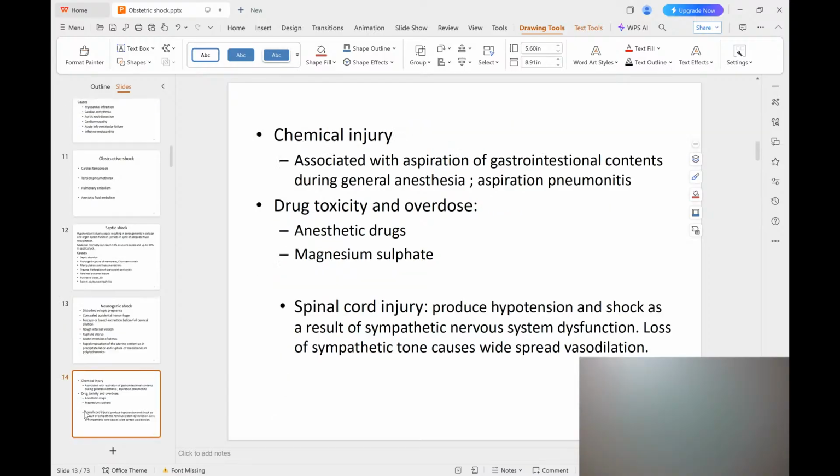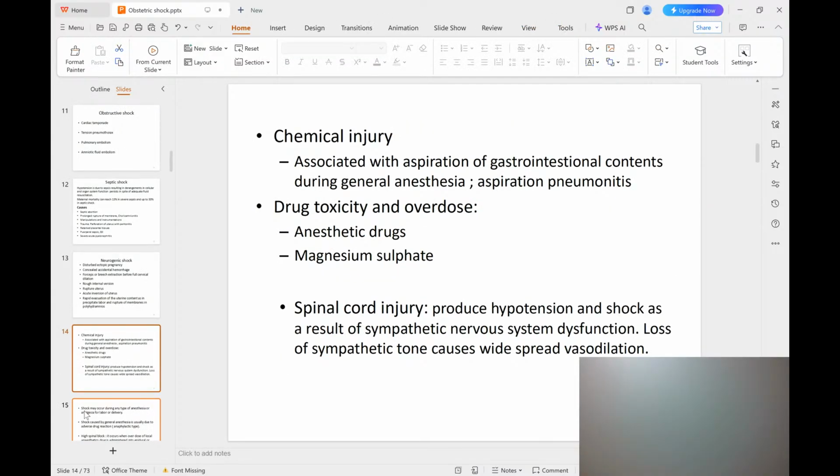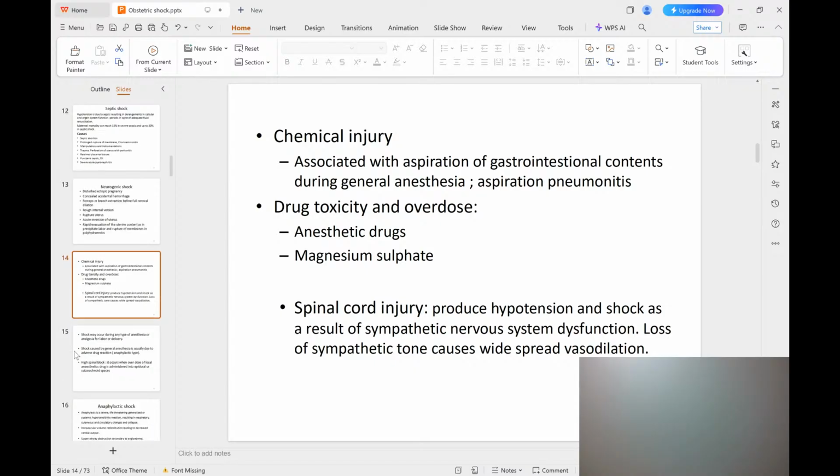And also some other causes like chemical injury, in which there is aspiration of gastrointestinal contents during general anesthesia, aspiration pneumonitis, drug toxicity and overdose, usually anesthetic drugs or magnesium sulfate, or spinal cord injury, which can produce hypotension and shock as a result of sympathetic nervous system dysfunction and loss of sympathetic tone, which will cause widespread vasodilation, also known as spinal shock.